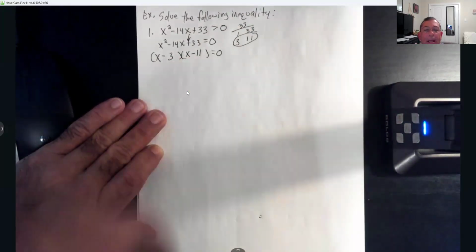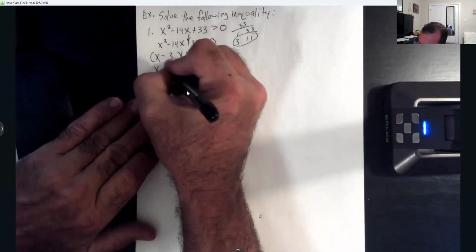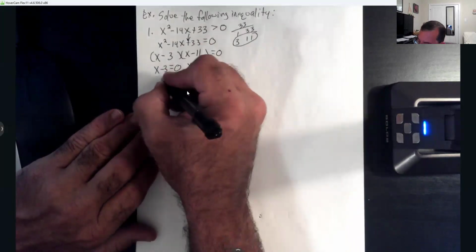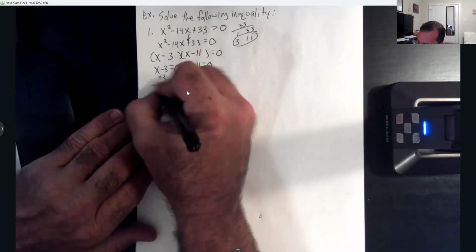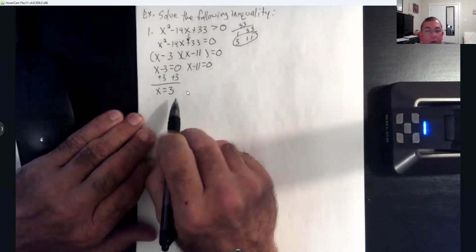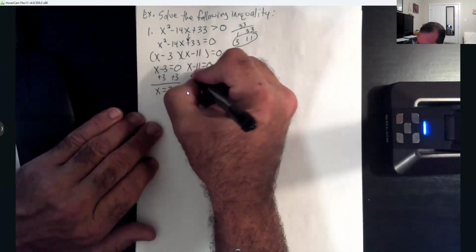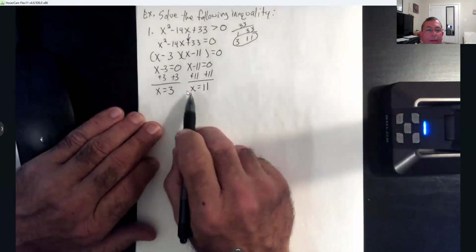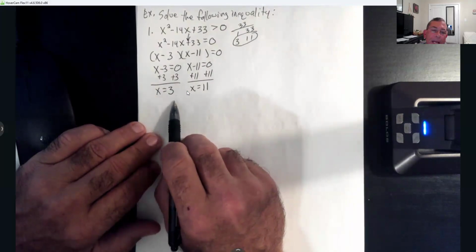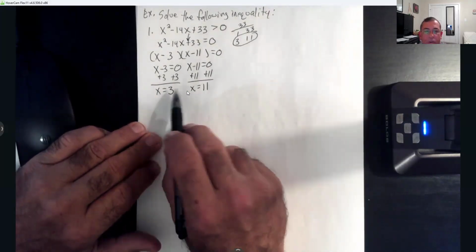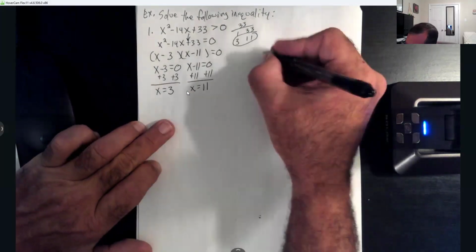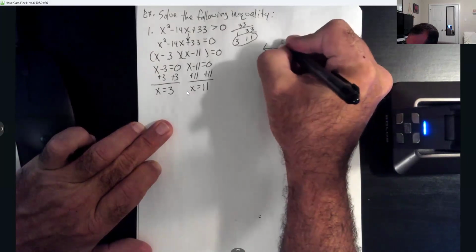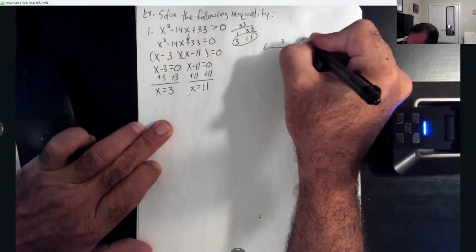So mine are both negative in factor form, but y'all watch this. I'm going to set both of them equal to 0 and solve them both. So the first one will add 3. So there's our positive 3. The second one, I'll add 11. And there's my positive 11. When we looked at the graph, we knew those were the two answers, 3 and 11. So now I'm going to make my number line. I'm going to put a 3 here and 11 there.